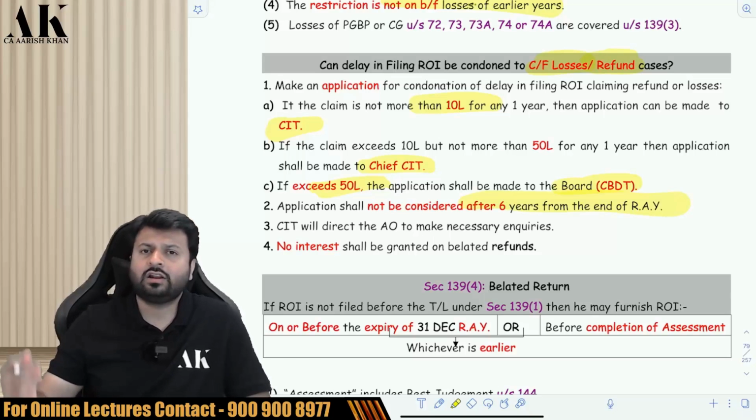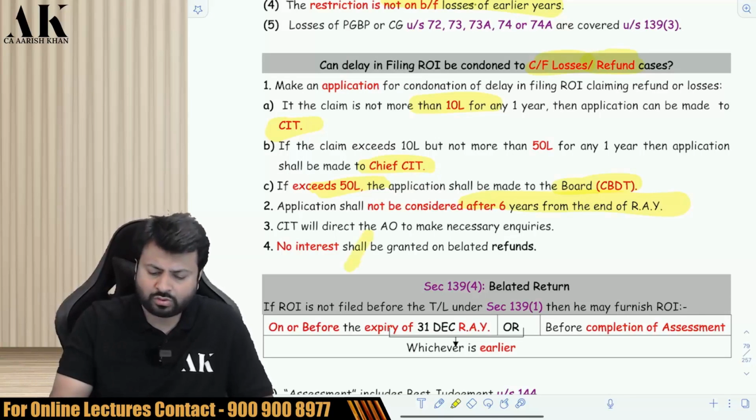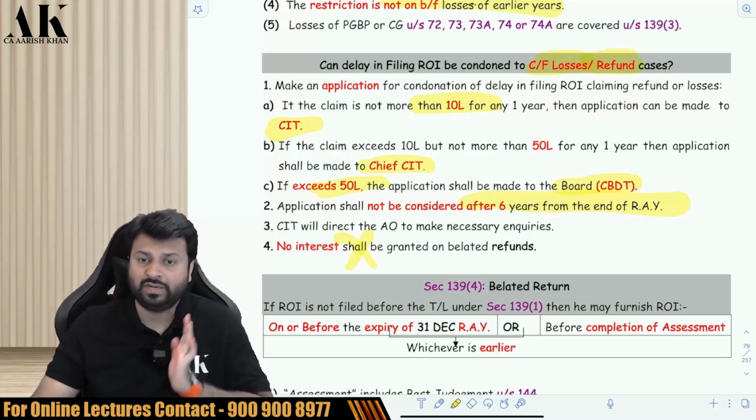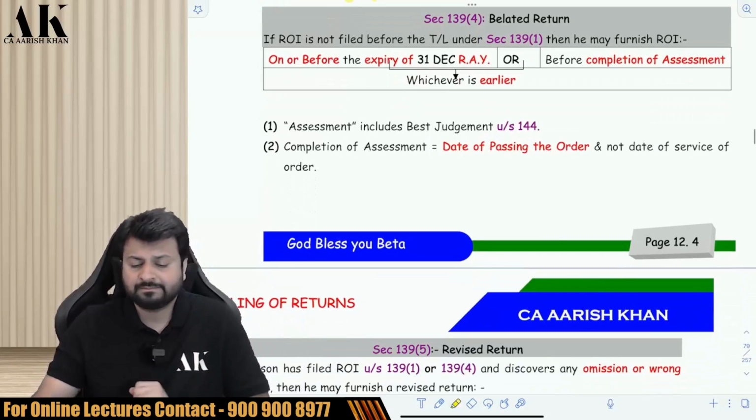Okay. Sir, if they allow, will they give me a refund? Yes, they will give you the refund. Sir, will they give me interest on the refund? Please don't ask for that. Interest on refund will not be allowed. Only the refund amount will be received by you. They will not pay you any interest on that refund. Please be very careful.